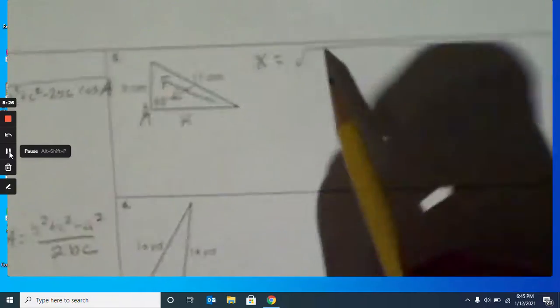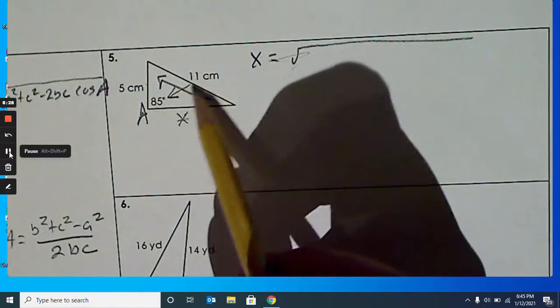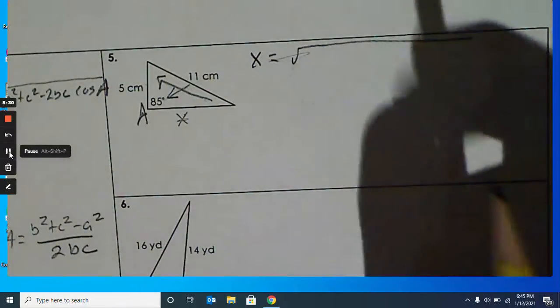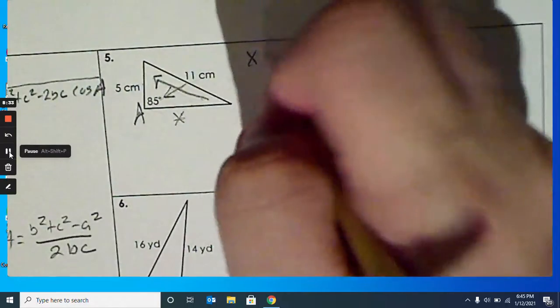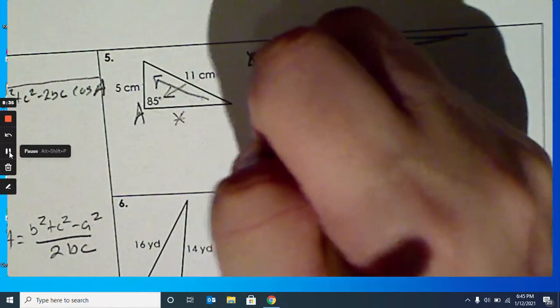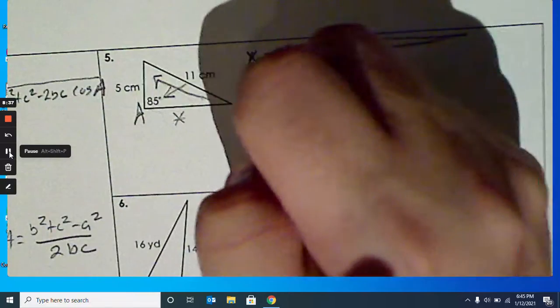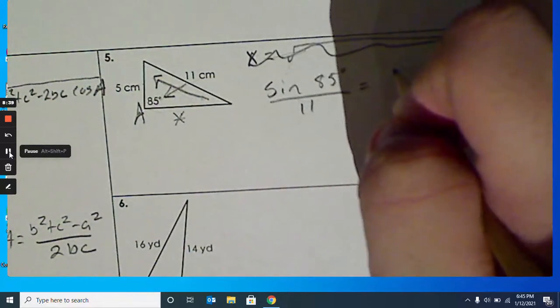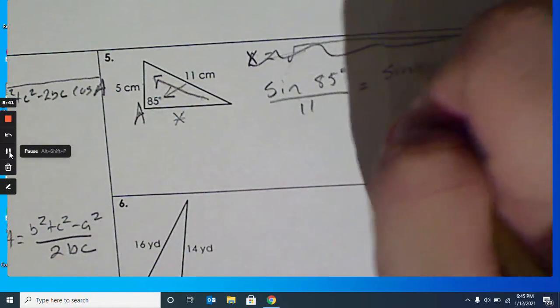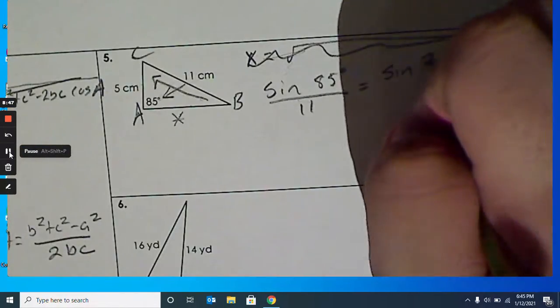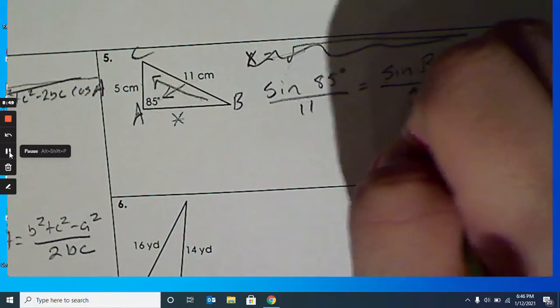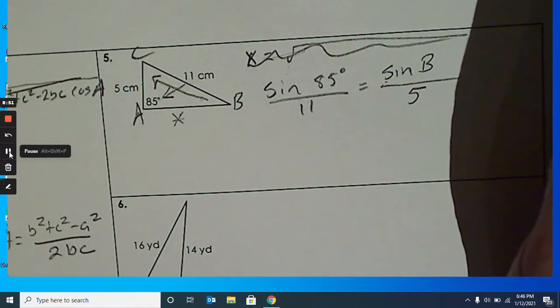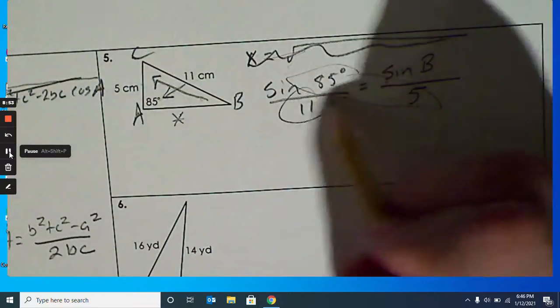So just kidding about number 5. I don't need the law of cosines. I have what I need to do this. So it would become sine of 85 degrees all over 11 is equal to the sine of, let's do it this way, b over 5. Okay, cross multiply and divide.